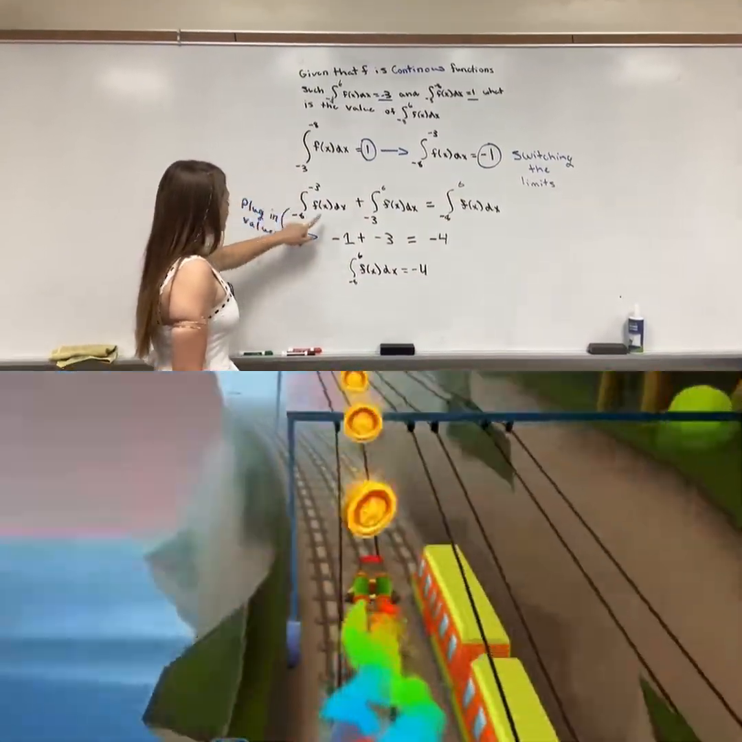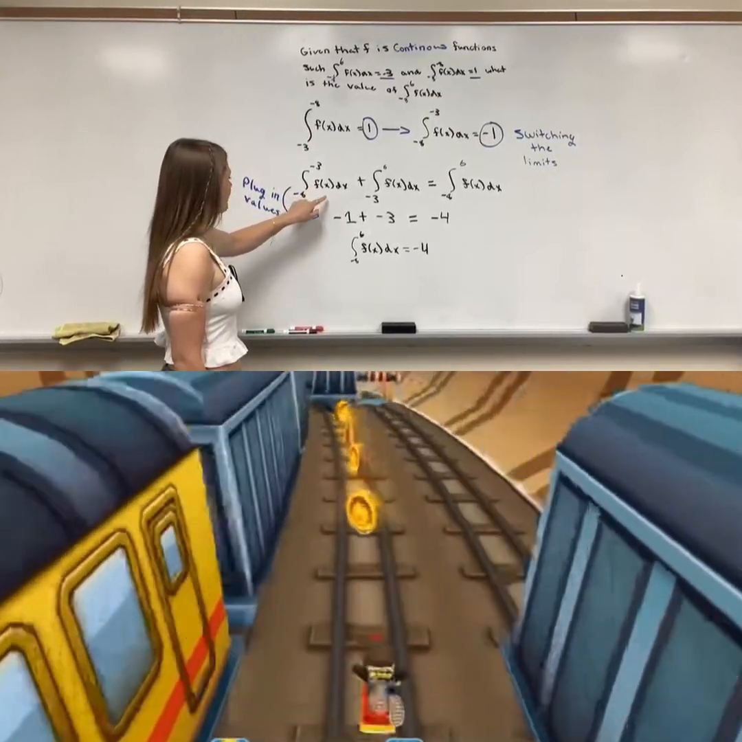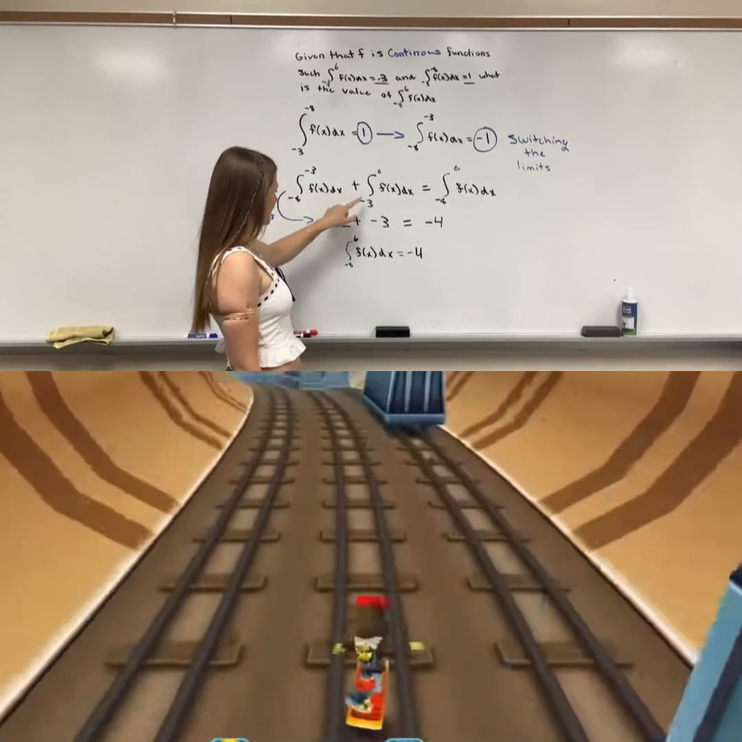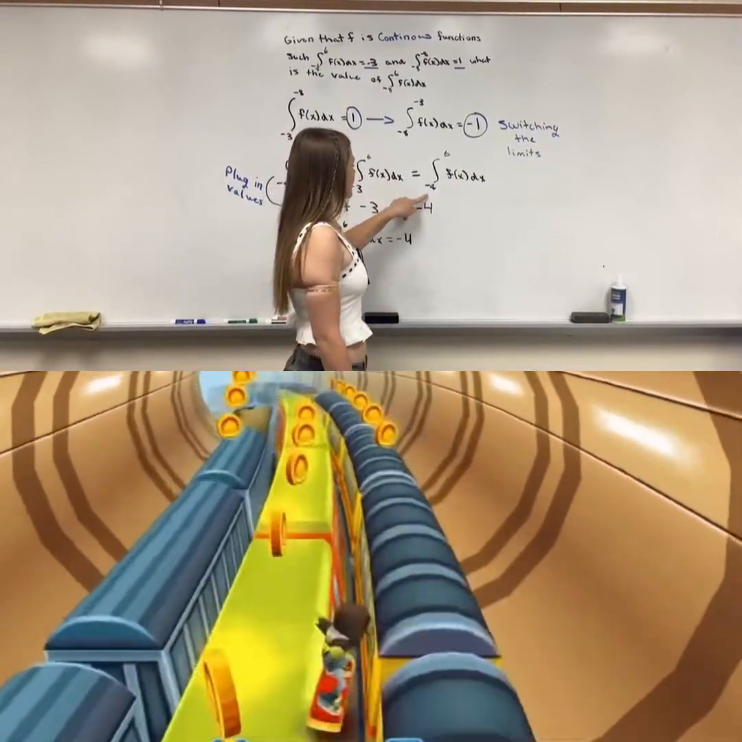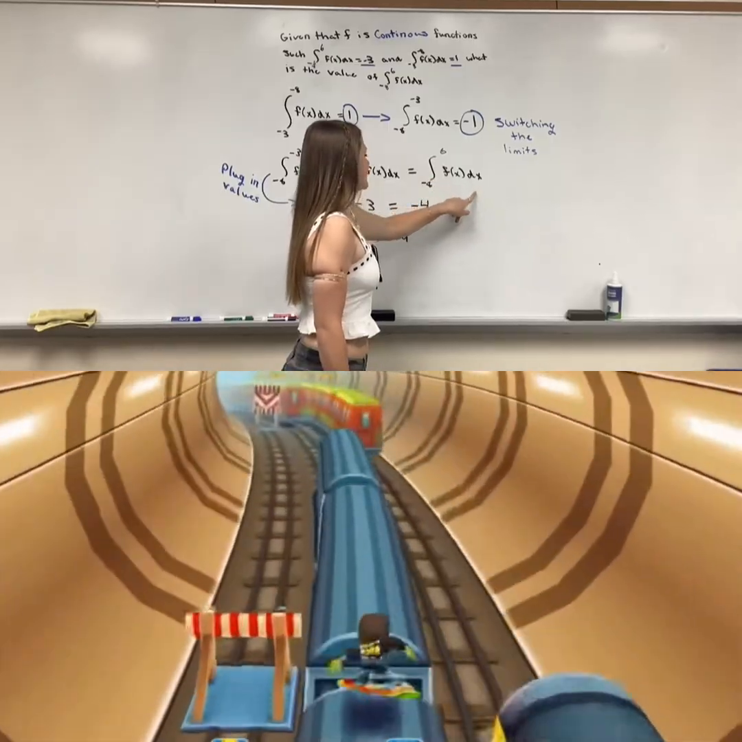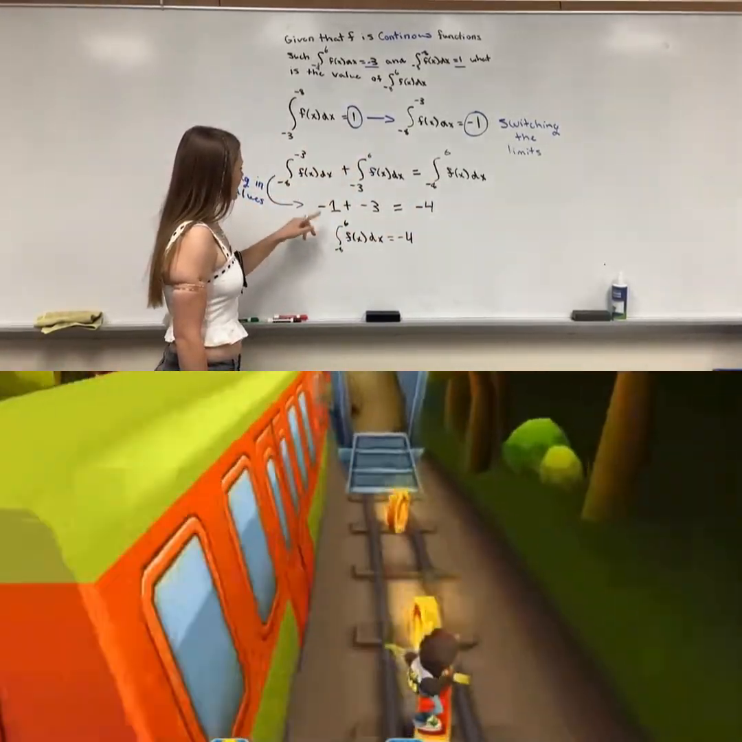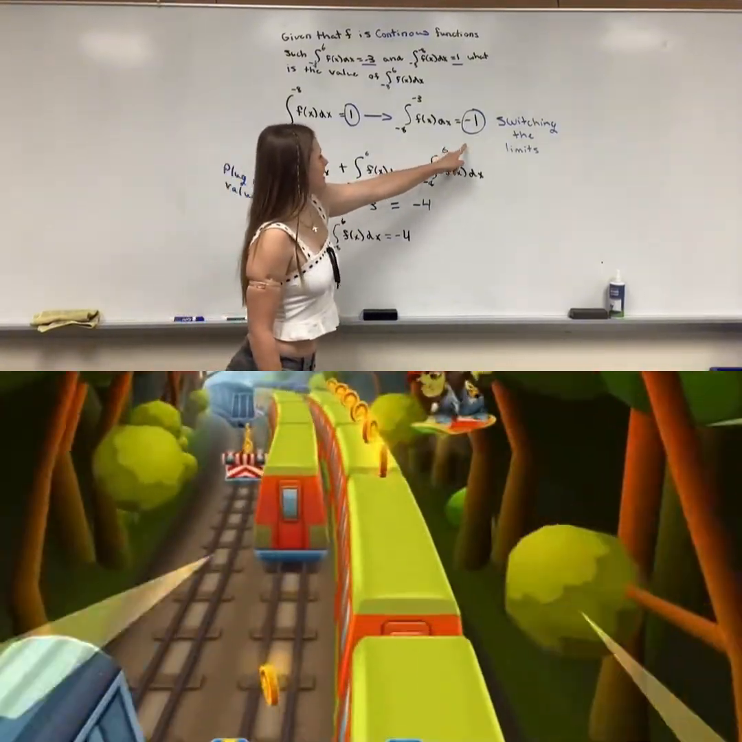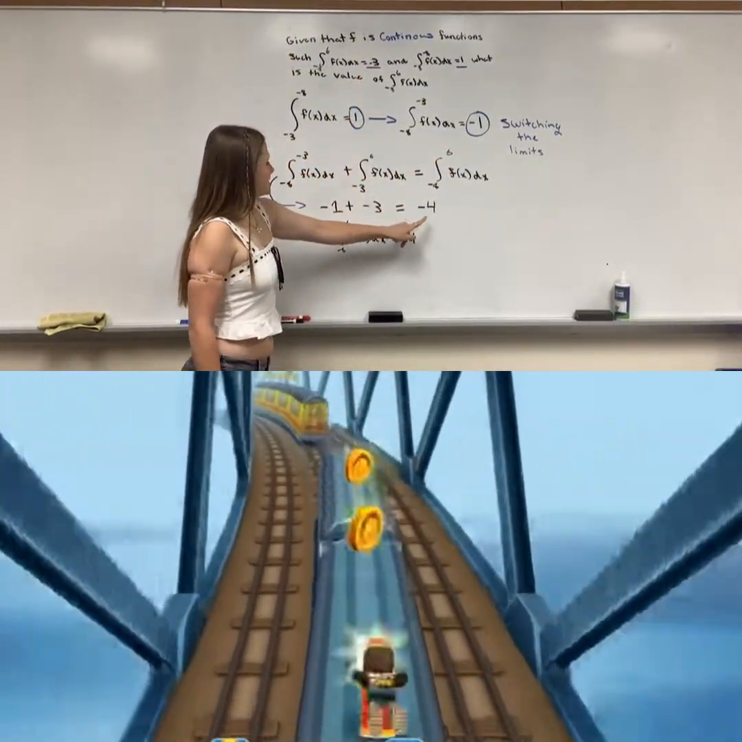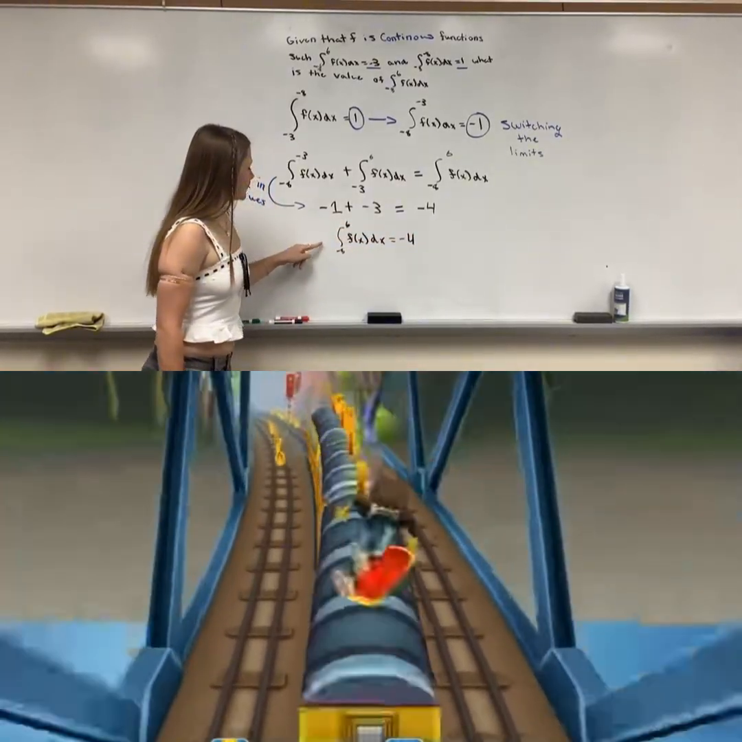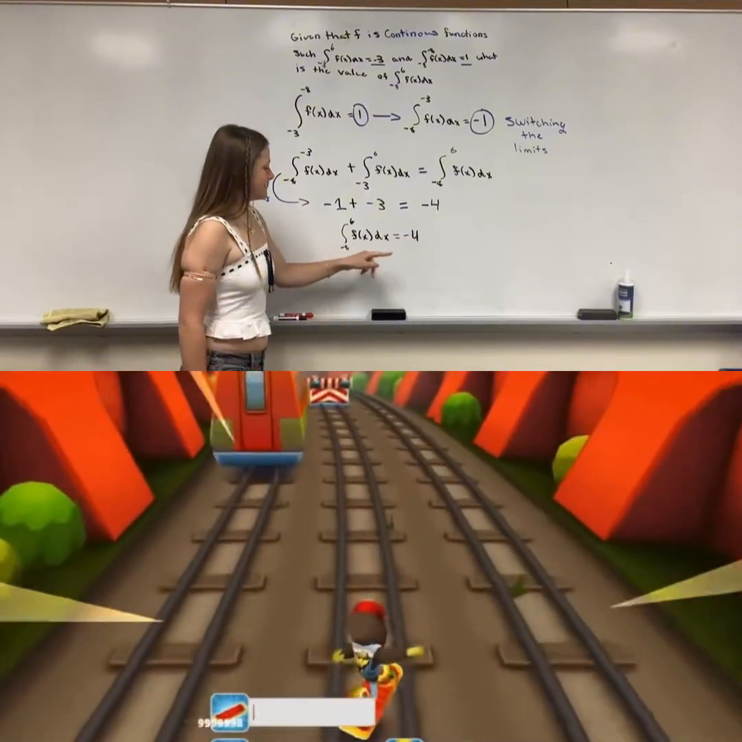Once you do that, you're going to set up your problem: the integral from -8 to -3 of f of x dx, plus the integral from -3 to 6 of f of x dx, equals the integral from -8 to 6 of f of x dx. Once you have it set up, then it's pretty easy. You just plug in your values. You take your -1 that you got here, and add your -3 from up here to equal -4. So the integral from -8 to 6 of f of x dx equals -4.